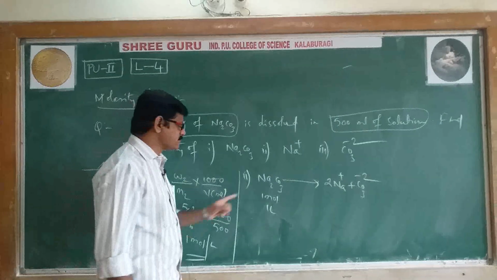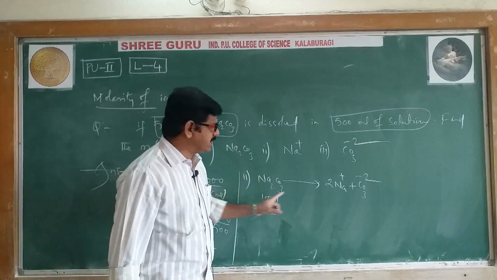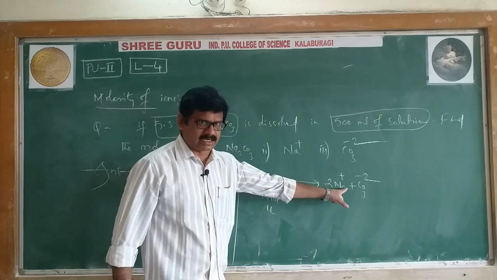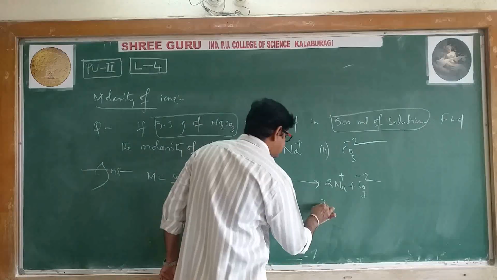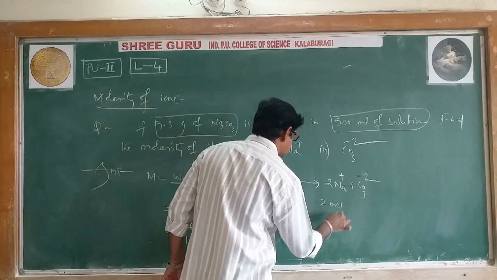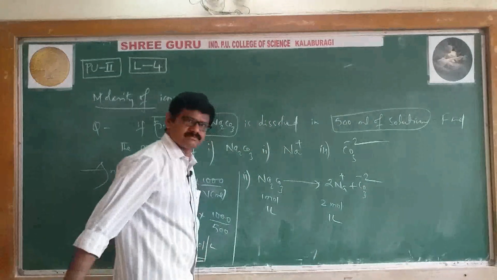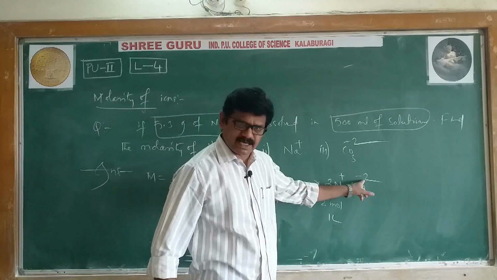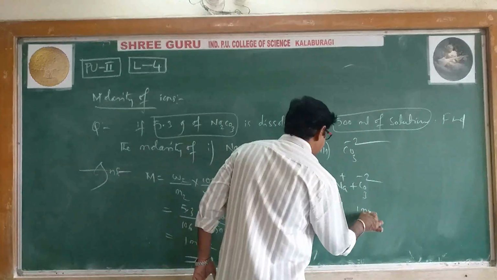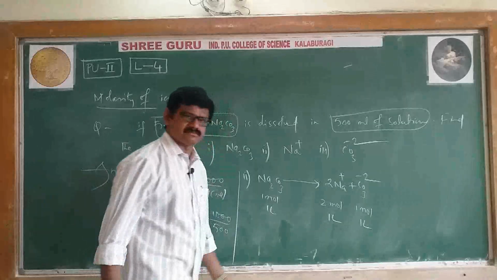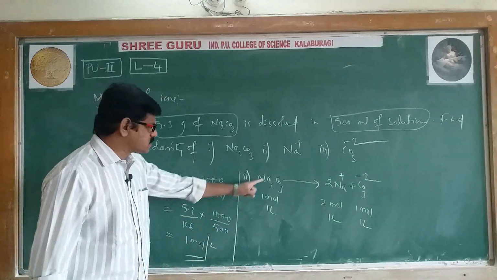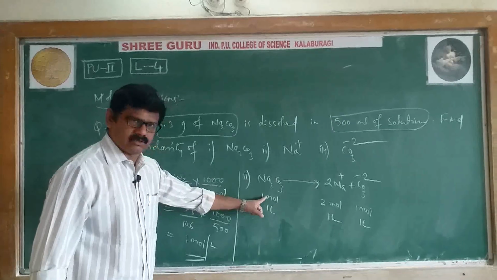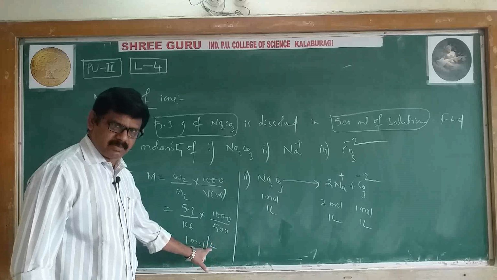Next, 1 mole of sodium carbonate gives 2 moles of sodium ions. Therefore, we write 2 mole per 1 liter. And of course, 1 mole of sodium carbonate gives only 1 mole of carbonate ion. Therefore, we write again 1 mole in 1 liter. That's it. I'll repeat: sodium carbonate molarity is 1 mole per liter.